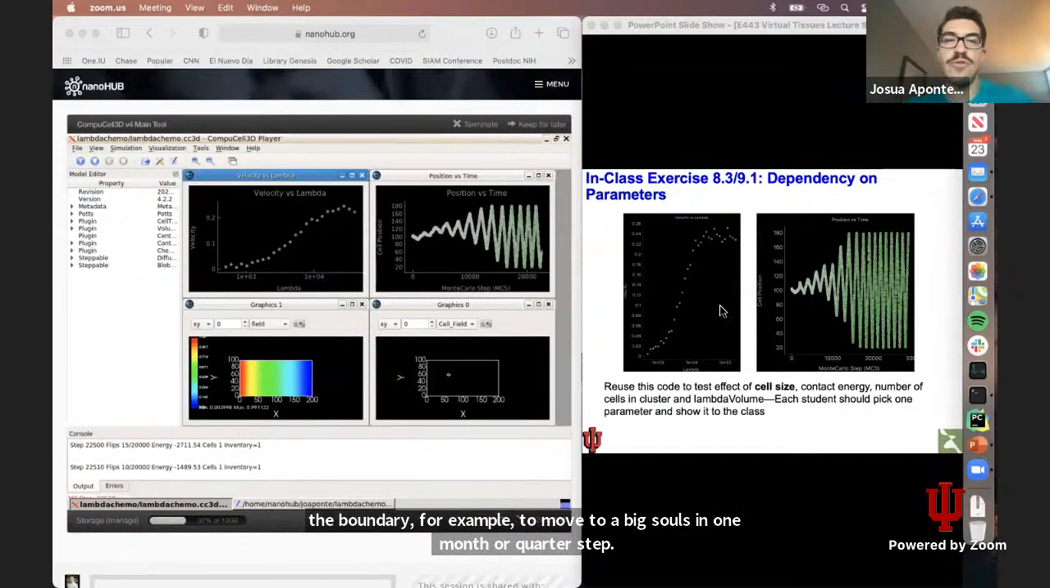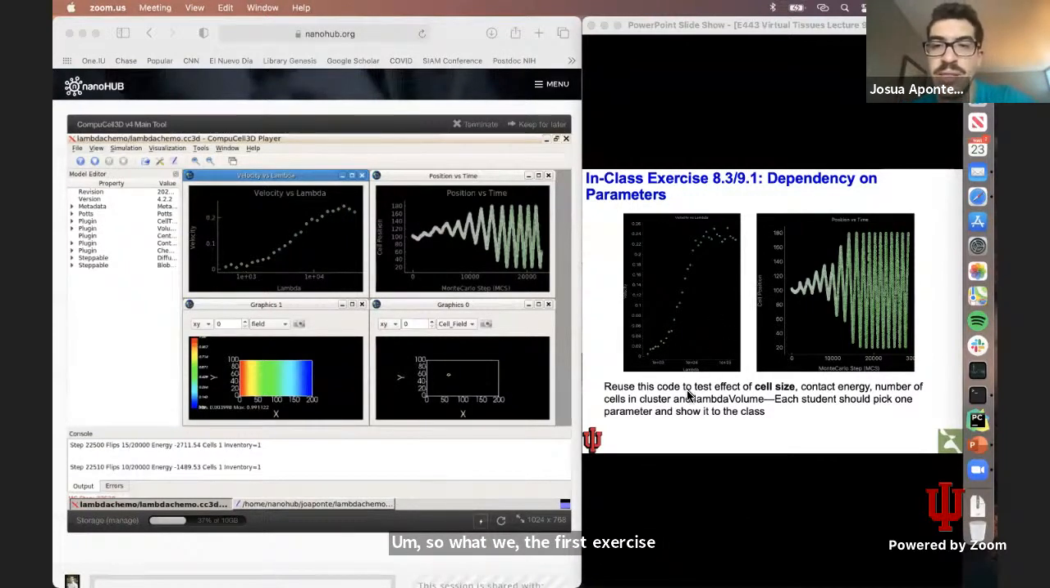So the first exercise we will do is, now we did this for the lambda chemotaxis, but we can use the same code to see how other parameters affect the chemotactic response. And I'll show one first. I'm gonna call the polling because we will keep asking people to show their codes. I'll show one first, and then I'll ask people to show theirs as well.